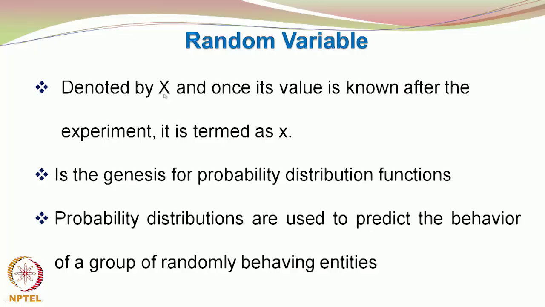First concept is the random variable. It is a kind of an abstract entity. The random variable is denoted by capital X, and once its value is known after the experiment, it is labeled as small x. So, this is a nomenclature, and this is the genesis for the probability distribution functions. You might have come across probability distribution functions earlier. So, this is very important, and this gives the distribution of the random variable.